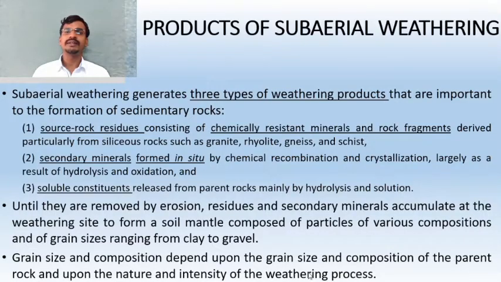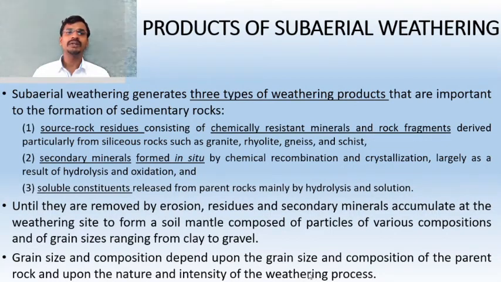We have already discussed different types of subaerial weathering, and let's now talk about the products of subaerial weathering. There are basically three types of weathering products produced due to subaerial weathering, which are important to the formation of sedimentary rock. The first one of these is source rock residue, which consists of chemically resistant minerals and rock fragments derived particularly from siliceous rocks such as granite, rhyolite, gneiss and schist.